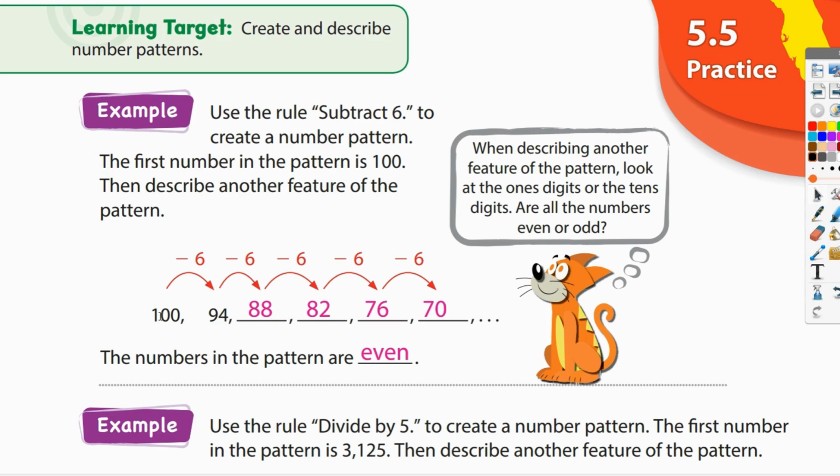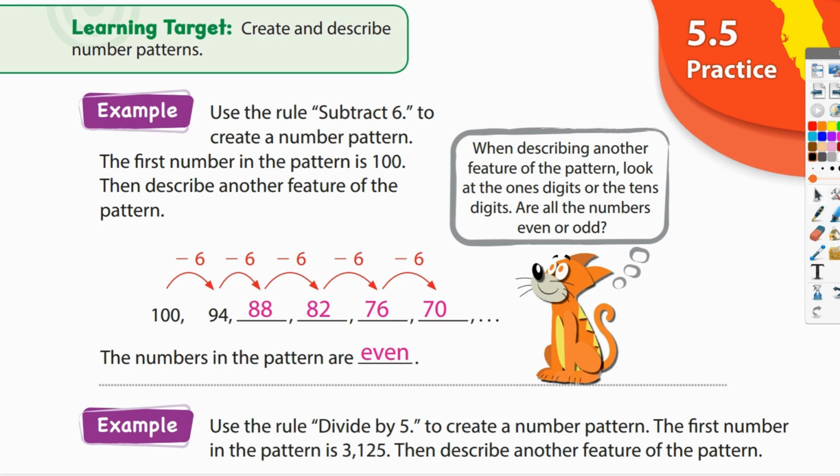Now, if I look at the pattern and I start with 100, I have to apply the rule. 100 minus 6 leaves me at 94. 94 minus 6 more, I take away, leaves me with 88. If I have 88 and I remove 6, I have 82. 82 minus 6, 76. Minus 6, 70. And my pattern keeps going. Now, if you also look at the numbers in the pattern, 100, 94, 88, 82, 76, 70, all of these numbers are even. All of them are even.